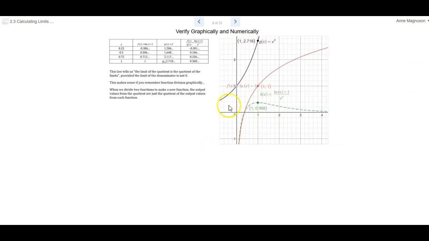Here we feel a little bit better verifying it graphically and numerically, because e is not kind of a natural thing that we're used to working with every day. So this dashed graph is the quotient, and you can see that as x approaches 1 from the left and right, the y value is 0.368, and you can see it numerically here too.